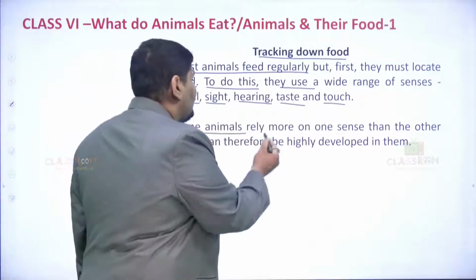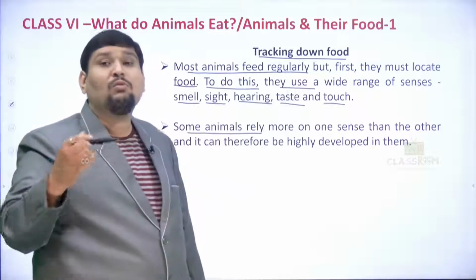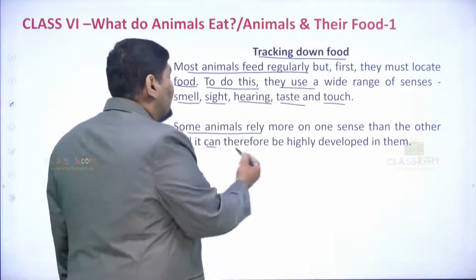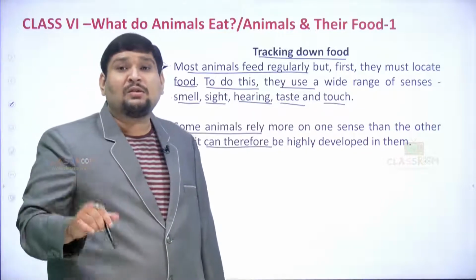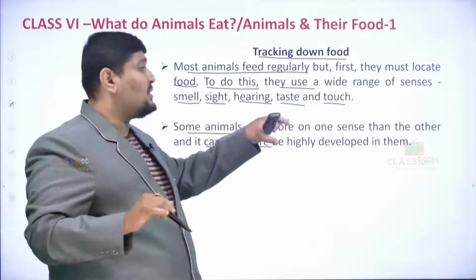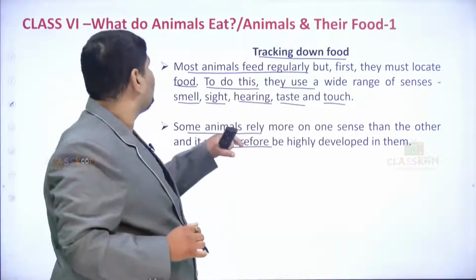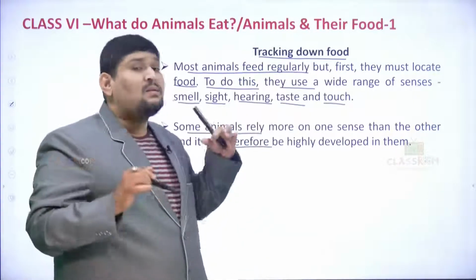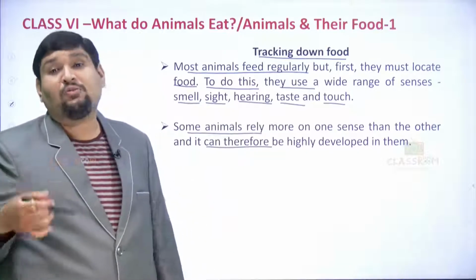Some animals rely more on one sense than the other, so that sense can therefore be highly developed in them. Because of this, sense organs are useful and necessary, and animals use such a range of senses. That's the reason you can find these animals relying more on one sense or another to get their food.